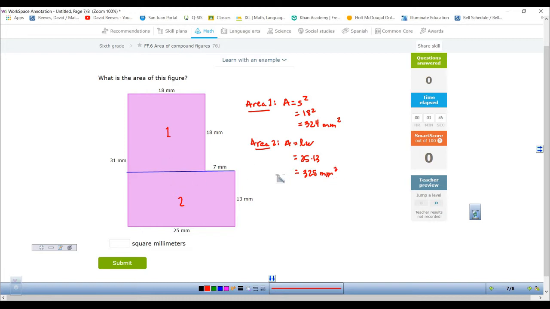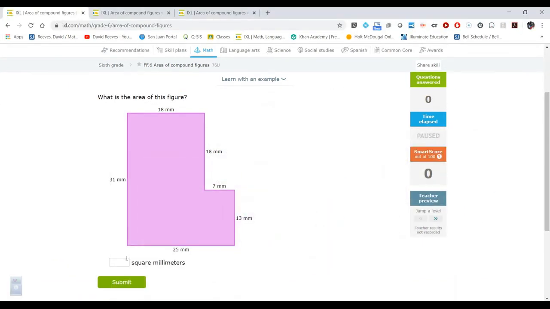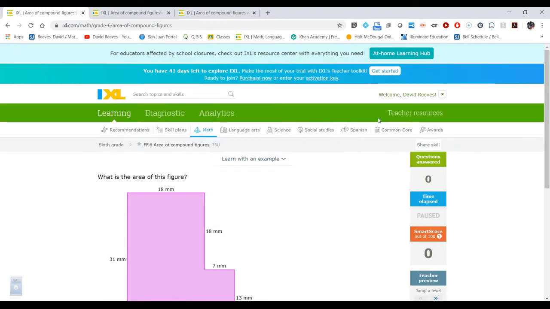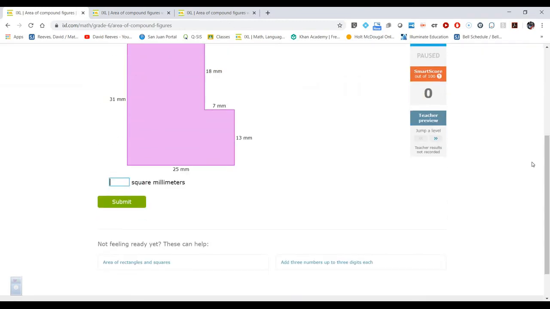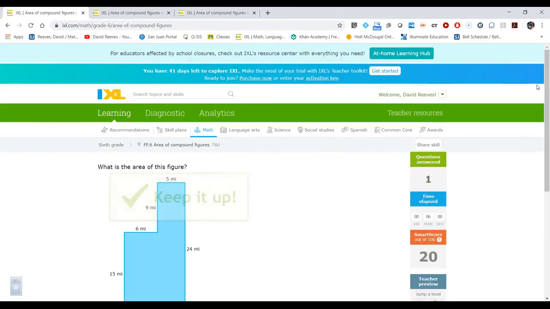Now, what do I want to do with those two areas? I want to add those two areas together. So I'm going to do 324 plus 325. I hope you don't need a calculator. We don't even have to carry, right? We get 649 square millimeters. That would be the combined area. So let's go ahead and put it into IXL, and IXL will let us know if we have done it correctly. Let me try again. 649 square millimeters, and we got it correct.